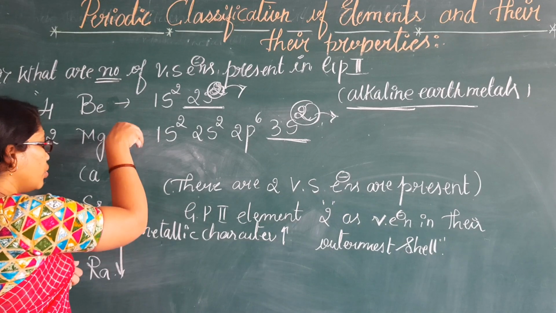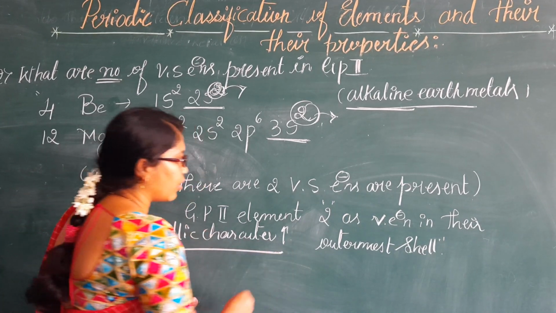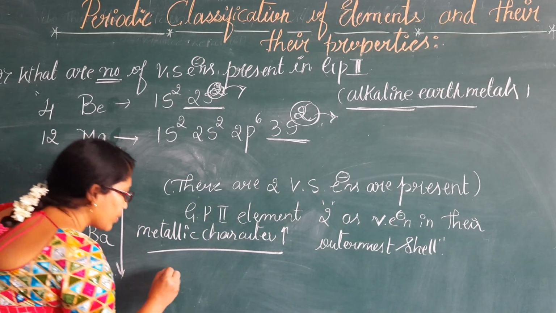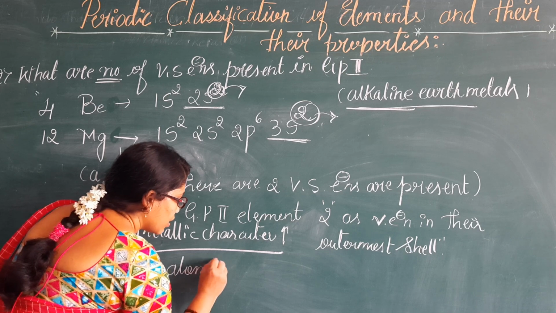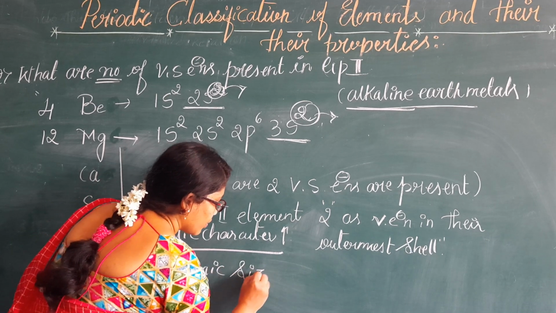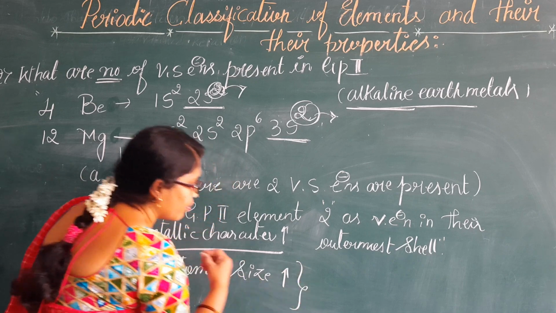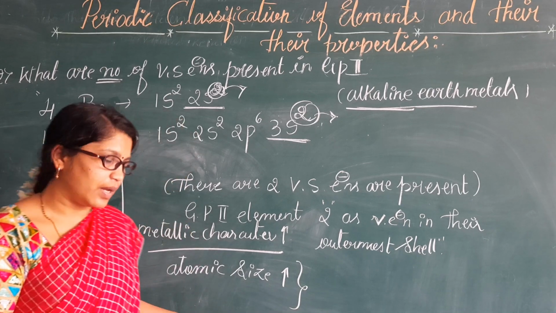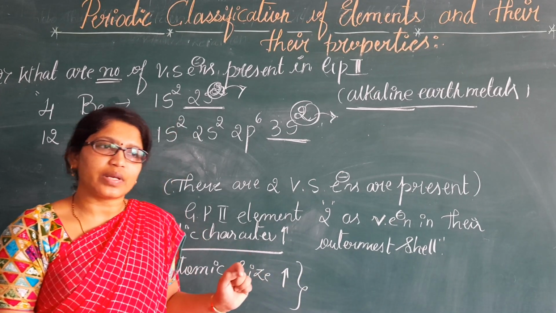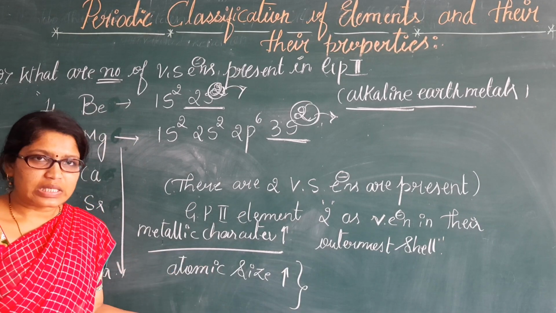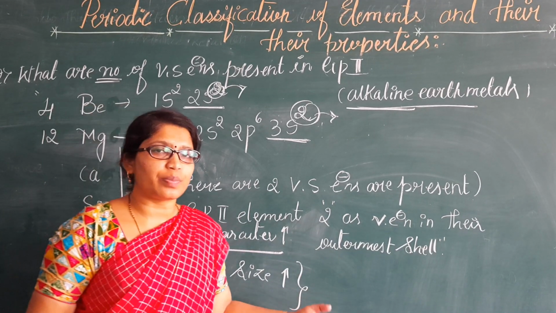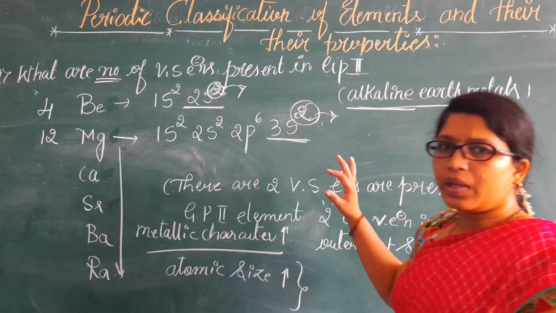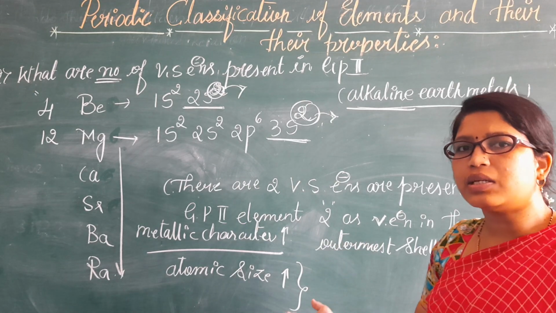Remember, when you go down the group, metallic character always increases. This is the important point. And when you go down the group, atomic size increases. Why does this happen? We will understand the things by taking questions. A few more questions we will consider, and we will understand what answer must be written for the respective questions. Students, neatly copy each and everything. We will consider the next questions.